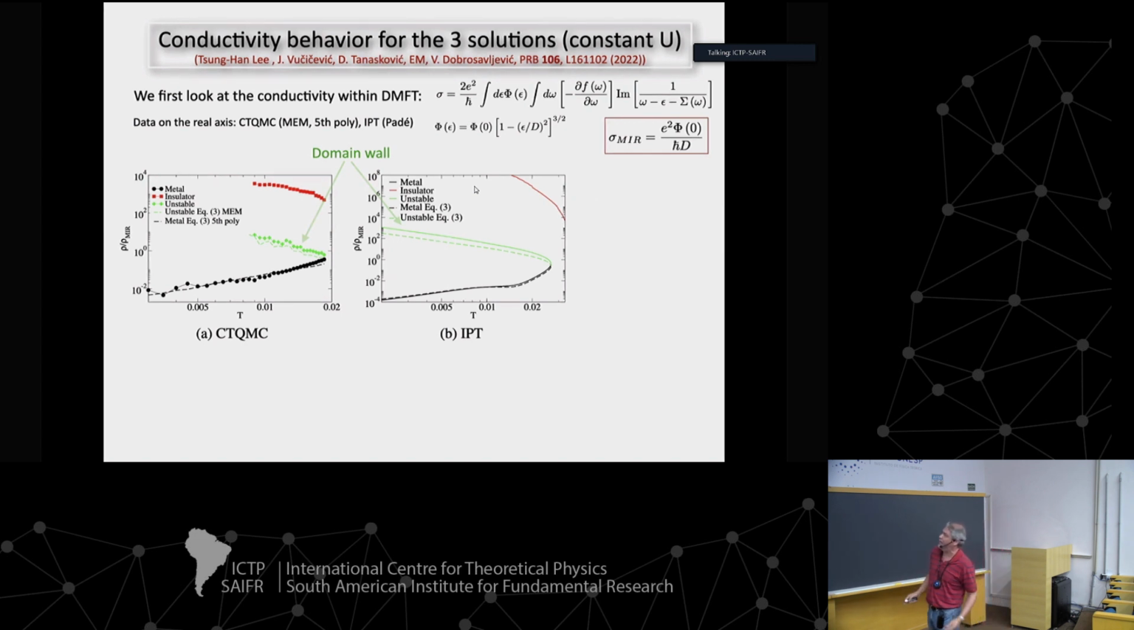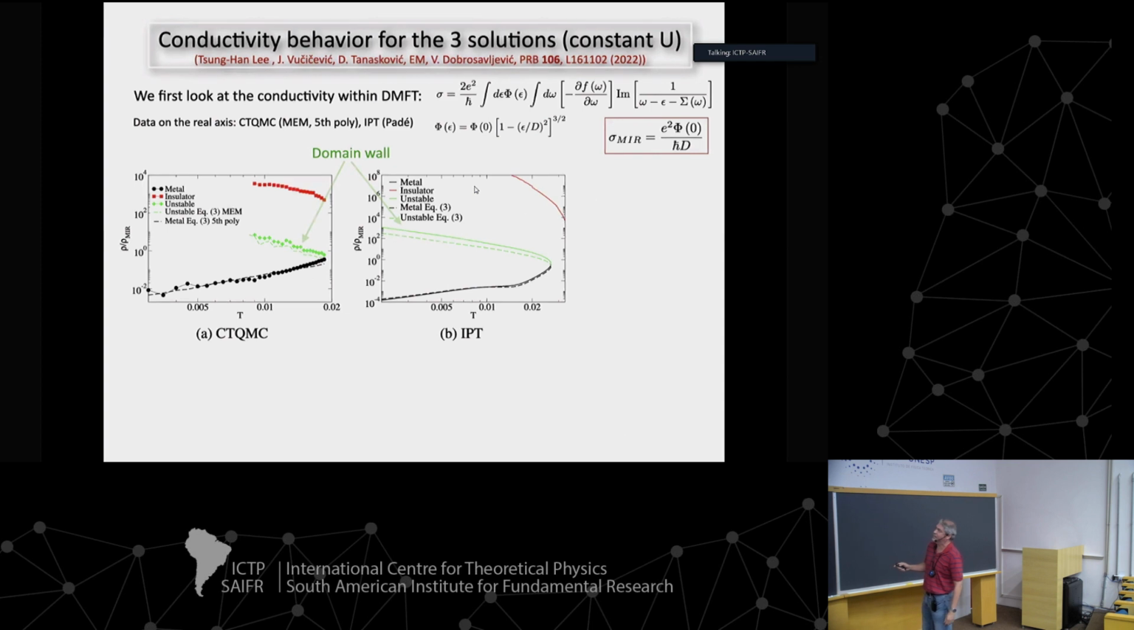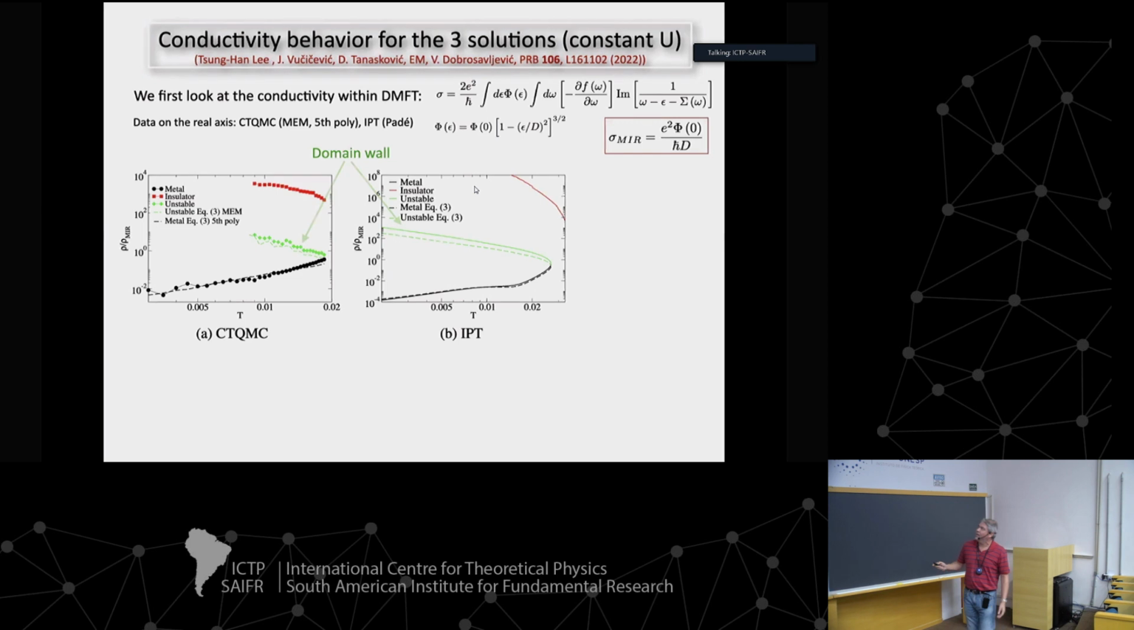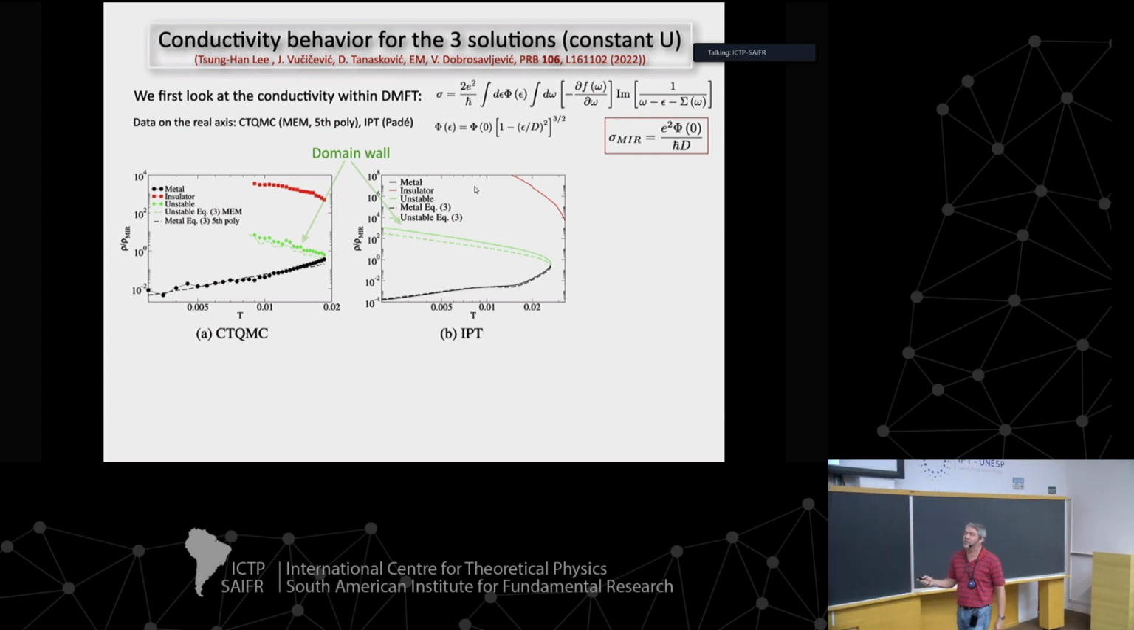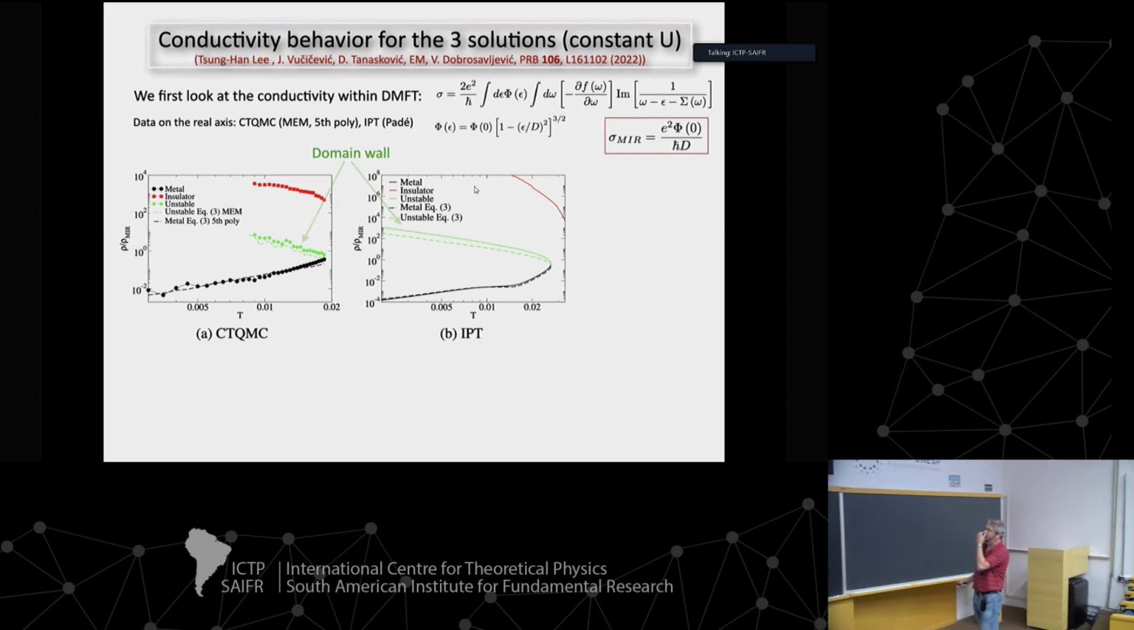And here's the resistivity scaled by the Mott-Ioffe-Regel limit. Of course, in the metal you expect Fermi liquid behavior, T-squared behavior, exponential behavior in the insulator, and the domain wall, as you can see here, is uncertain where it should go, and it goes in between. With IPT, you see similar behavior, not very different. Of course, quantum Monte Carlo is more accurate in solving the impurity problem, but also much more difficult. But you see that the behavior is very similar.